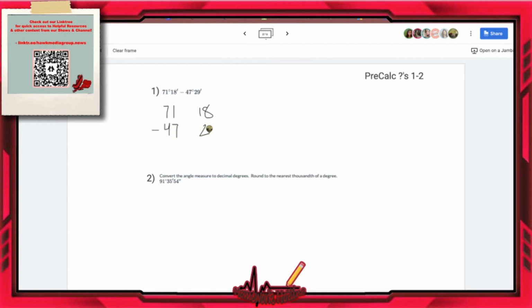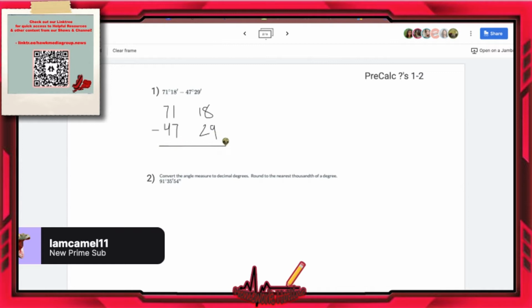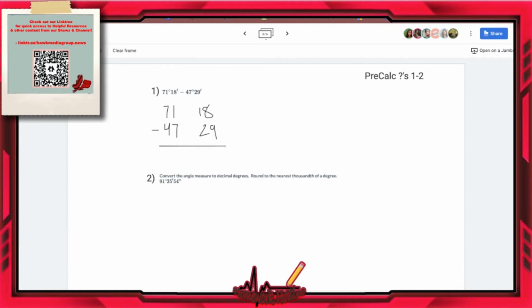With normal subtraction, you don't have to worry about this part over here. You would just take 1 away from it. But for this, we can't do that because there's a 1 here, and that would still have the problem of not being big enough. So we're going to take 60 from the 71. So this will become a 70. And then we just add 60 over here because each degree is technically 60 minutes. So this over here would become 78, because we're adding 60.